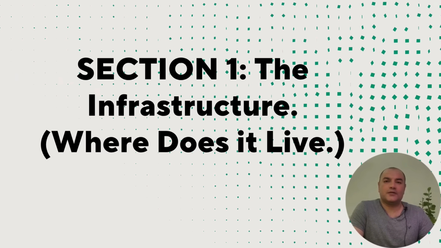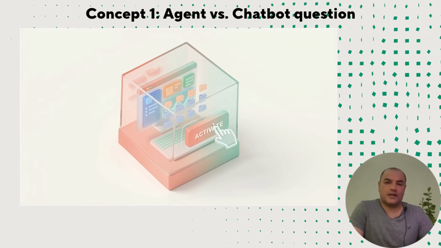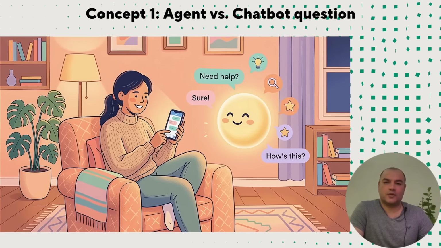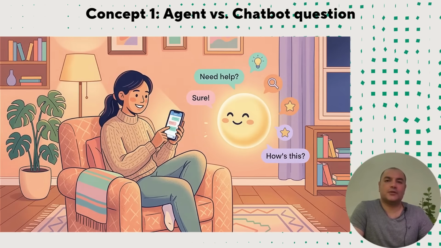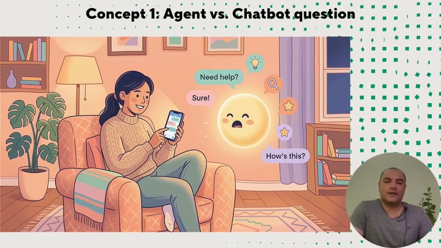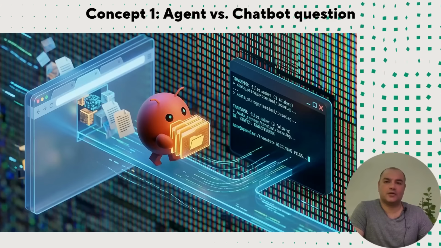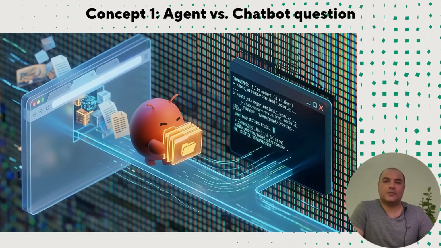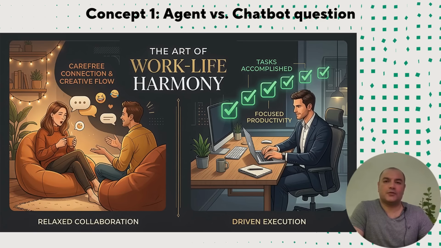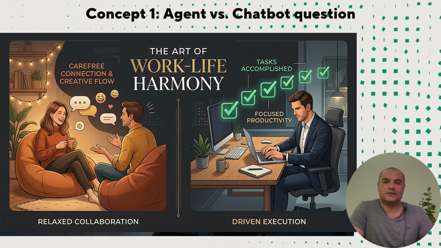Section 1. The infrastructure. Where does it live? The first concept we're going to talk about today is the agent versus chatbot question. So, what exactly is OpenClaw? Well, normal chatbots like ChatGPT just talk. You ask a question, they answer. OpenClaw is an agent. Your OpenClaw bot has its own computer, manages files, and literally clicks buttons in your apps. It's the difference between a smart friend on the phone and a dedicated employee sitting at a desk.